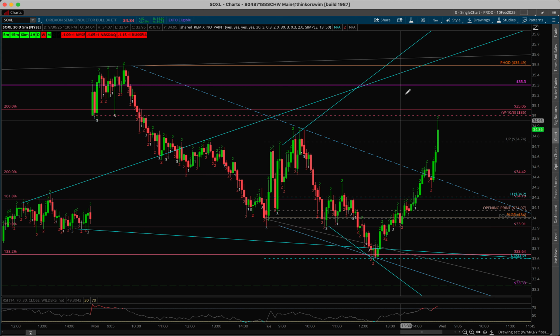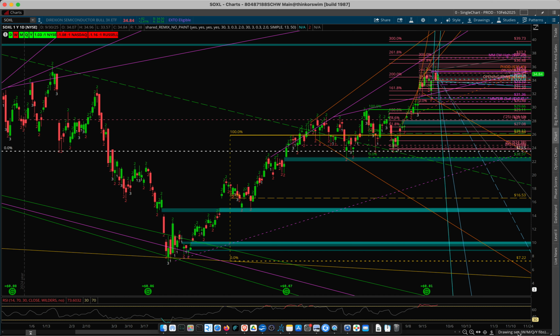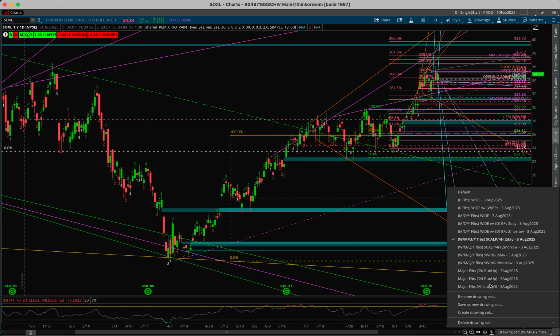So we'll go ahead and look at things from the day perspective. I think that's enough from the scalping perspective. Let's bring out a better chart here.